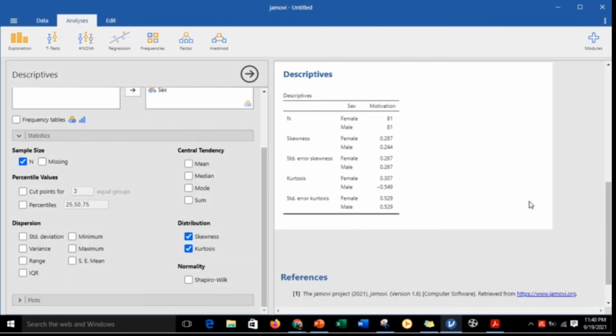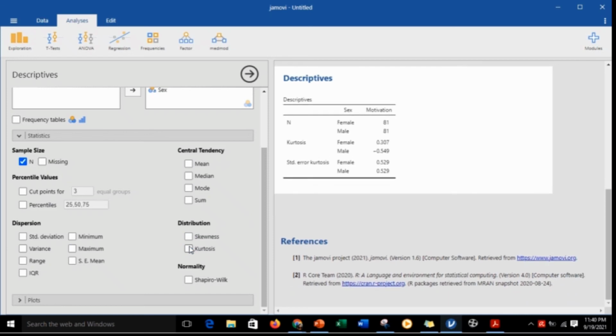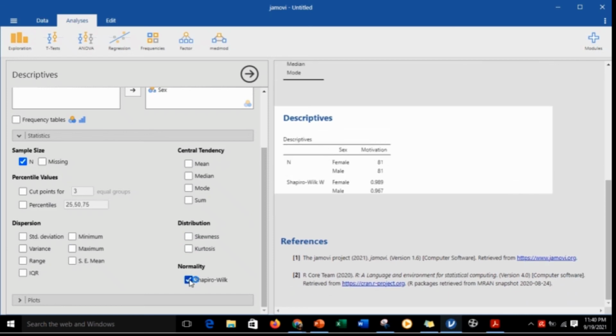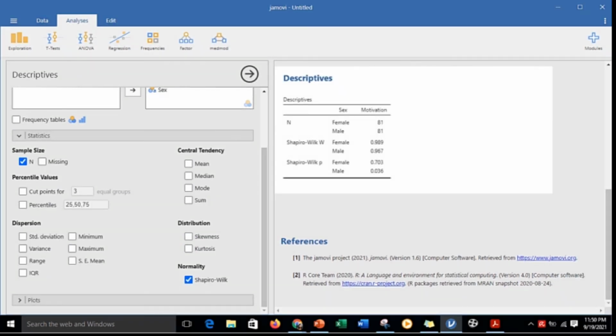Let's now go to normality. So let's unclick this and click Shapiro-Wilk. The Shapiro-Wilk test is a way to tell if a random sample comes from a normal distribution. Shapiro-Wilk P corresponds to the significance of Shapiro-Wilk W. It should not be significant, or the value must be greater than 0.05 for us to say that the data is normally distributed.